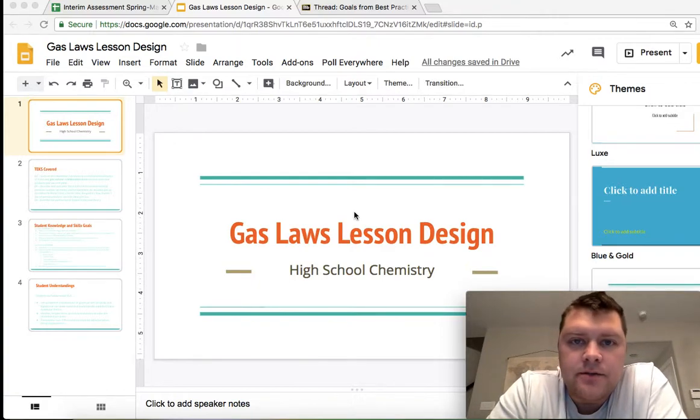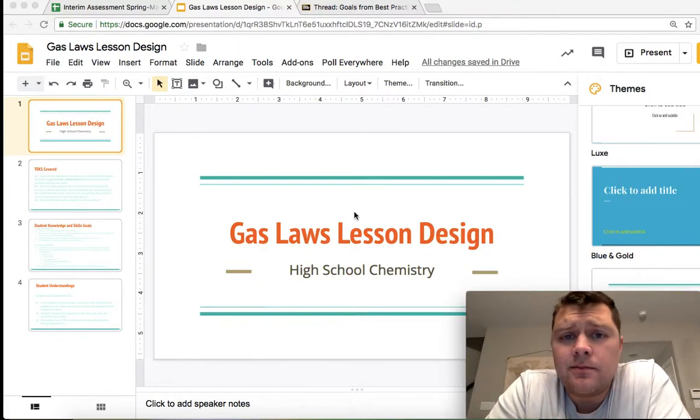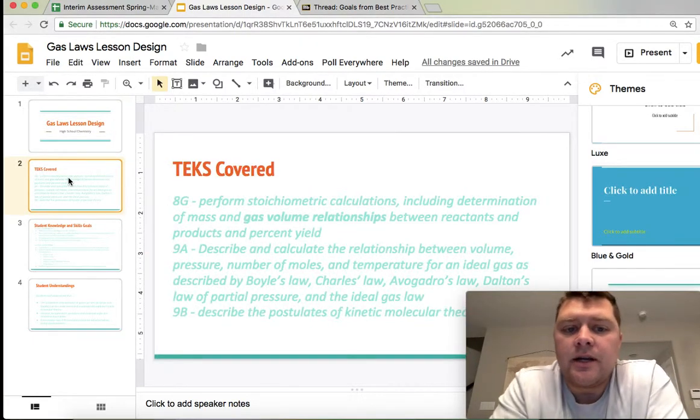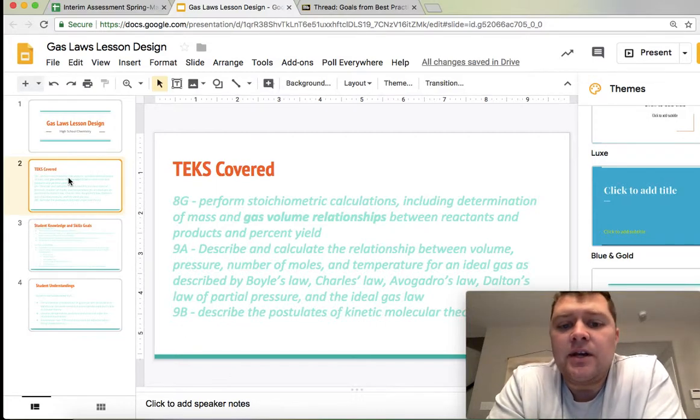My lesson that I'm going to start working backwards on is gas laws. I think most people have probably taken chemistry. Physics people will probably be pretty confident with gas laws as well, but there's lots of math and lots of different processes involved with this. Basically, I started with the TEKS that would be in this lesson. So we're looking at 8G, 9A, and 9B.